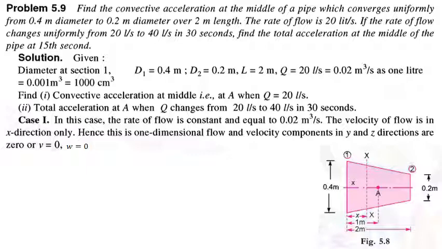So here Q is given as 0.02 meter cube per second and pipe is considered as a one dimensional flow medium. So there is only velocity in x direction. There is no velocity in y and z direction, and also there is no movement in y and z direction. So velocity has three components in x, y and z directions, that is u, v and w. So here v and w are 0 and velocity has only component, that is u.